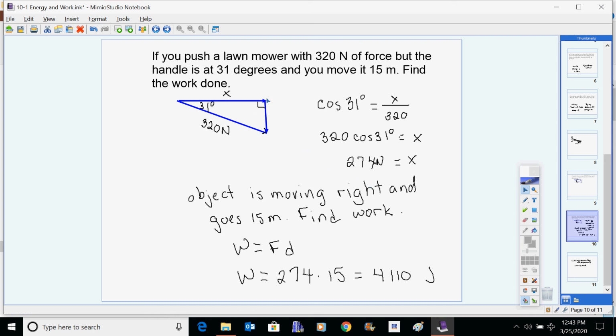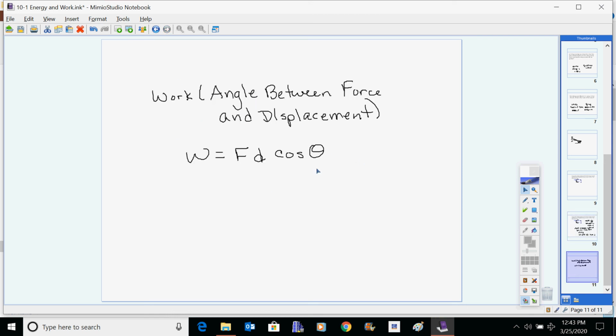It doesn't mean that you weren't also pushing downwards. So what you're doing is actually more than just pushing the lawnmower forward, but we're just talking about the sideways motion in this case. So when you're asked to find how much work is done, there's a little shortcut to that. You don't have to actually draw out the picture. You can use the formula.